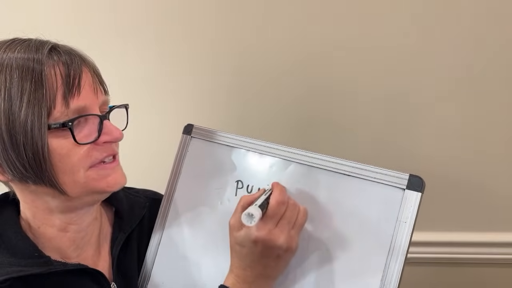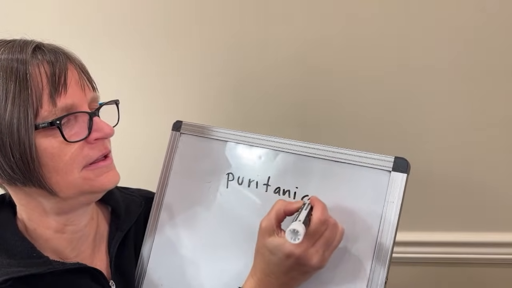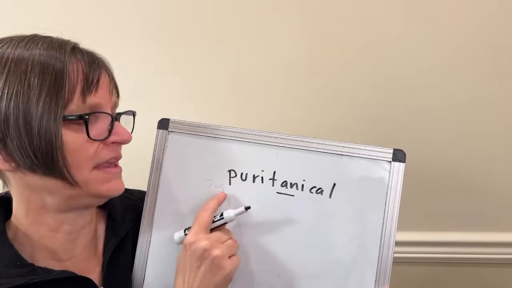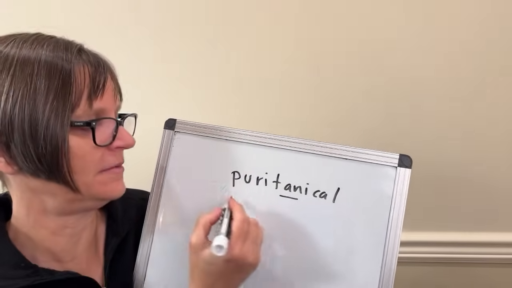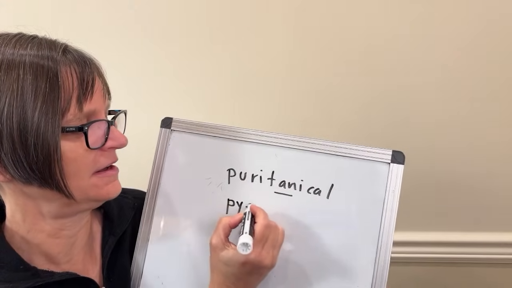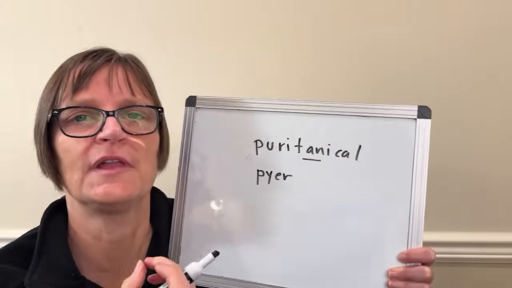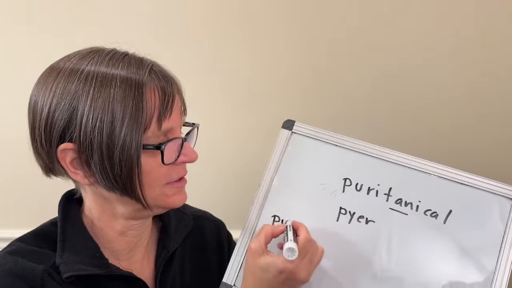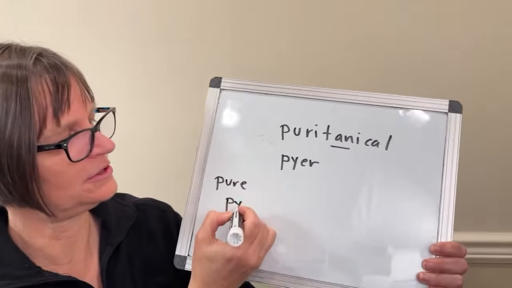So for puritanical, we have stress on the tan. This pu is a pure. We do have a y sound there. Some people may say it more like puritanical. It depends on how you say the word pure. I tend to say it as pure.